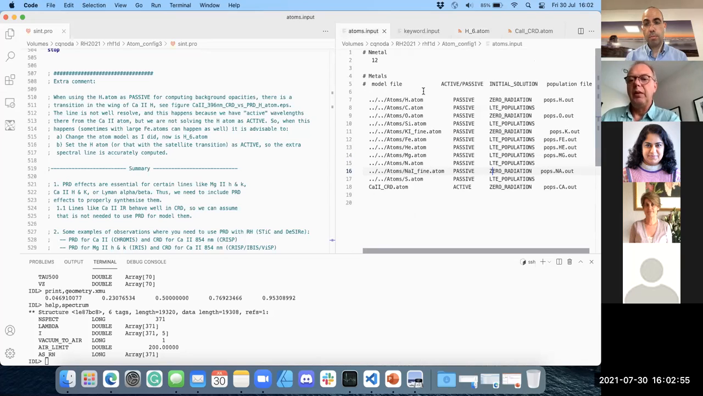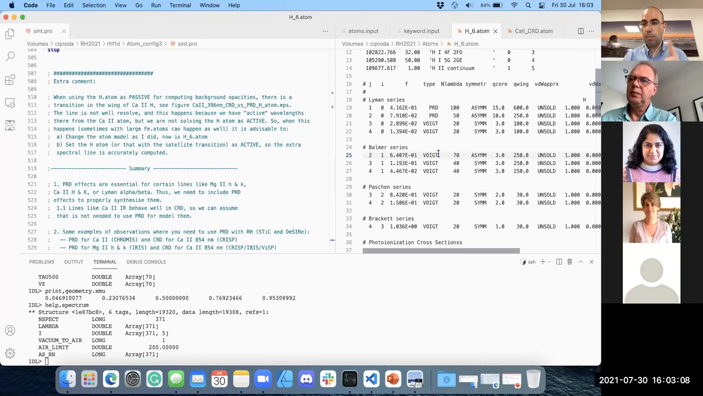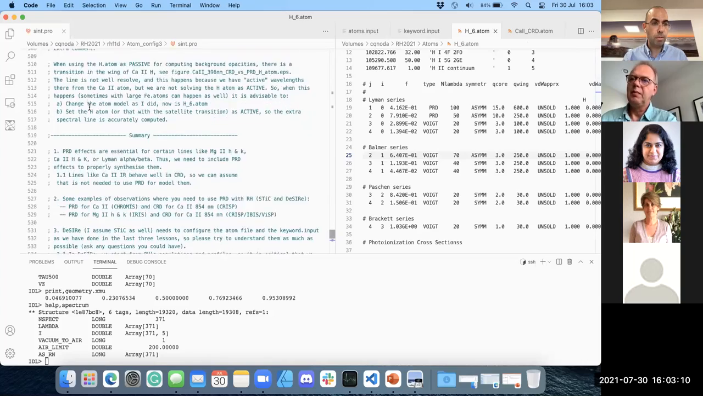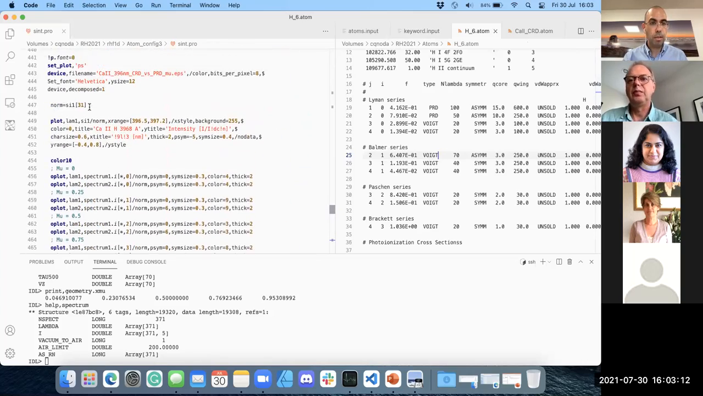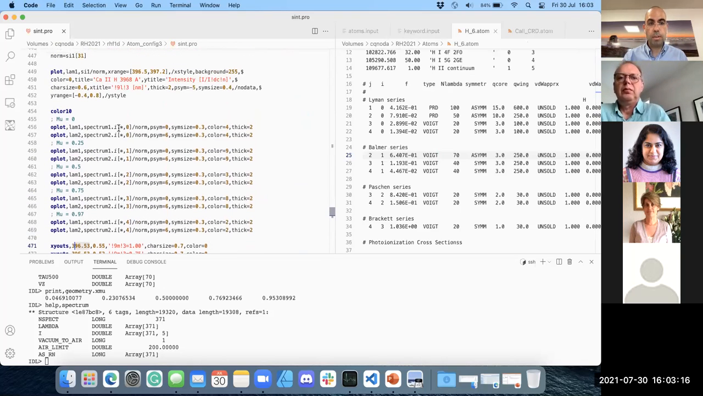So in the atoms input, you put it as active. Yes. And then you just run twice: one with PRD here and one with CRD, and then just copy the plots I made here. You need to change the wavelength because the lines are different, but the concept will be the same.